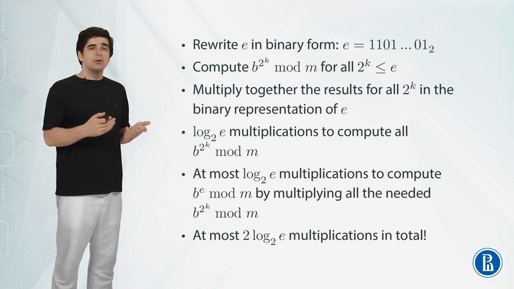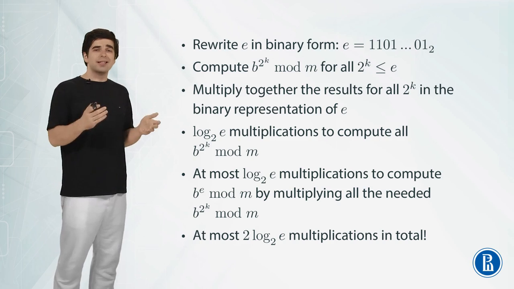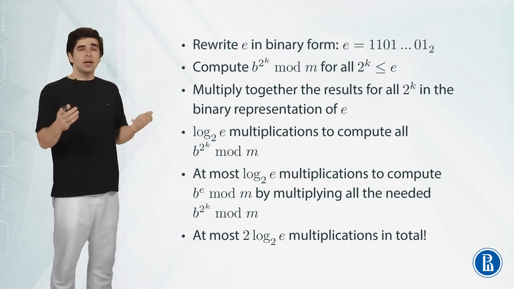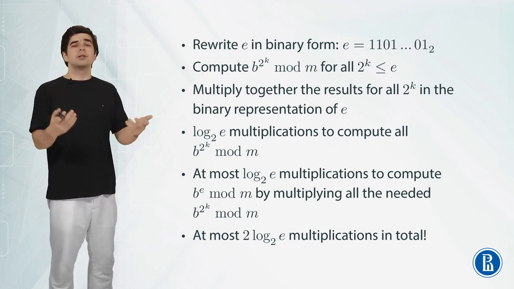So what we do in this case is we rewrite e in binary form. We compute b to the power of 2 to the power of k modulo m for all powers of 2 which are less than or equal to e. And then we multiply together the results for all powers of 2 in the binary representation of e.